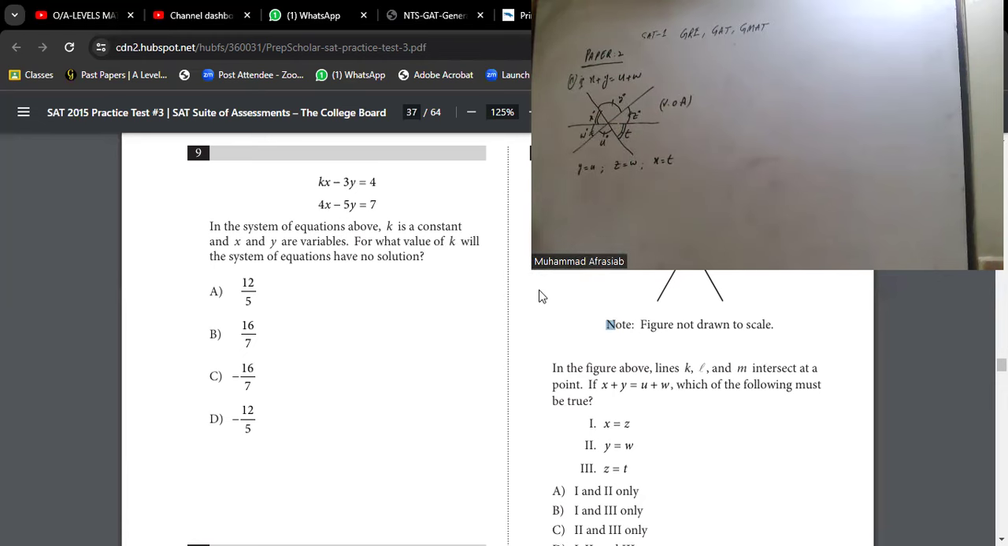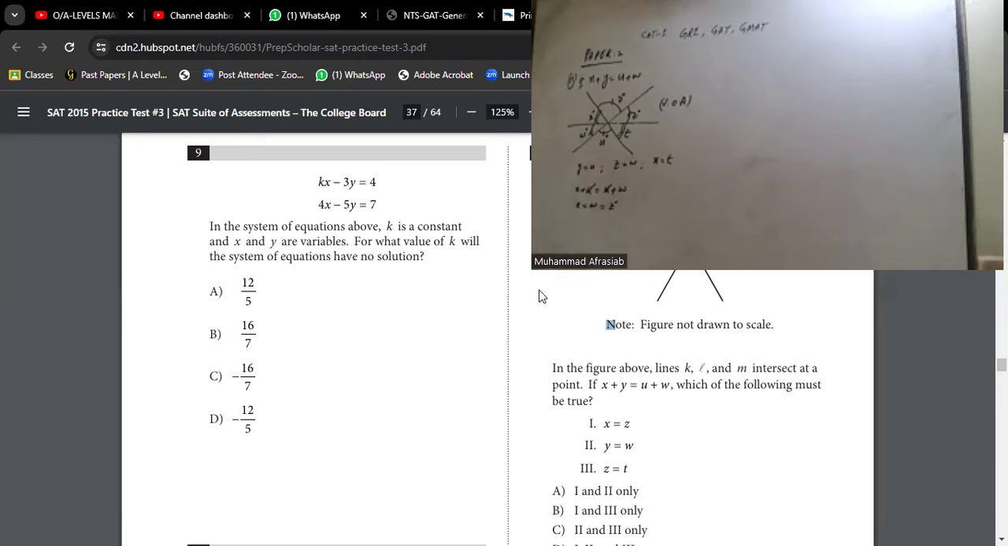Now you have to say there that x plus y is equal to u plus w there. Since it is x as it is, but y is basically equal to u. So you can write it there, x plus u is equal to u plus w. So u and u cancel out. So x is equal to w, but w is equal to z. So this is one information you are getting there.